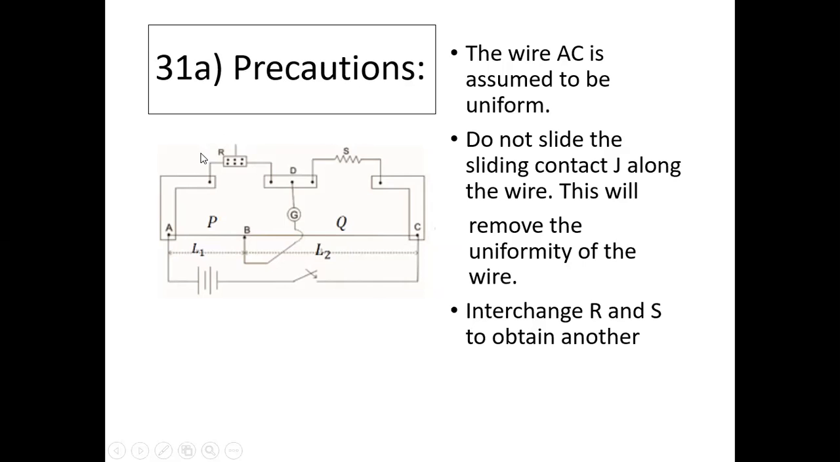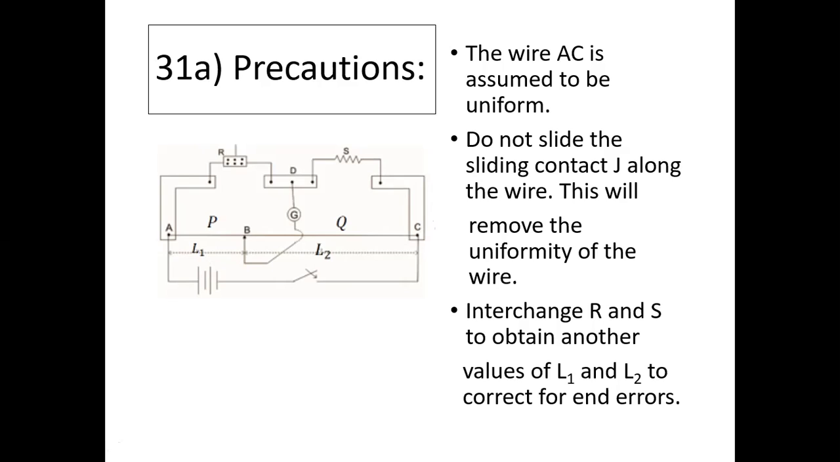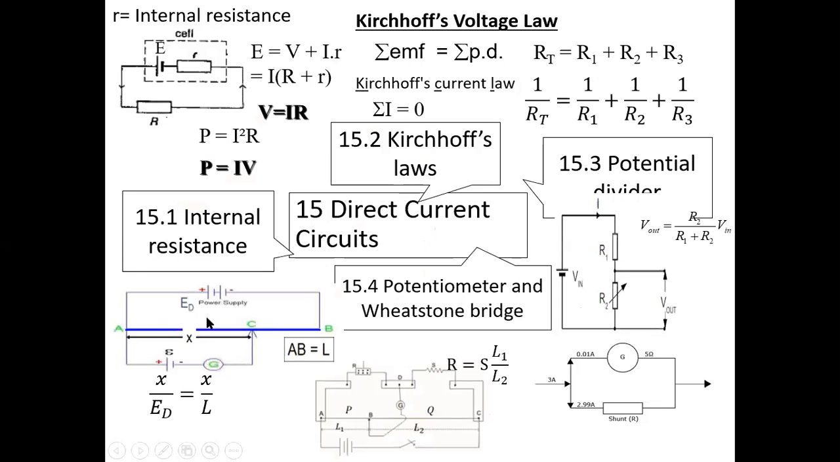Then after that, you interchange R and S and measure R again. Why? To correct for an error here and this error here, because it may not have been joined properly. It may be just close to 1 meter but slightly less, or slightly more than 1 meter. We assume that this is 1 meter. By interchanging these two and finding L1 and L2 again, we can find the average of R. Okay, so that is all the formulas that you need to know for this topic.